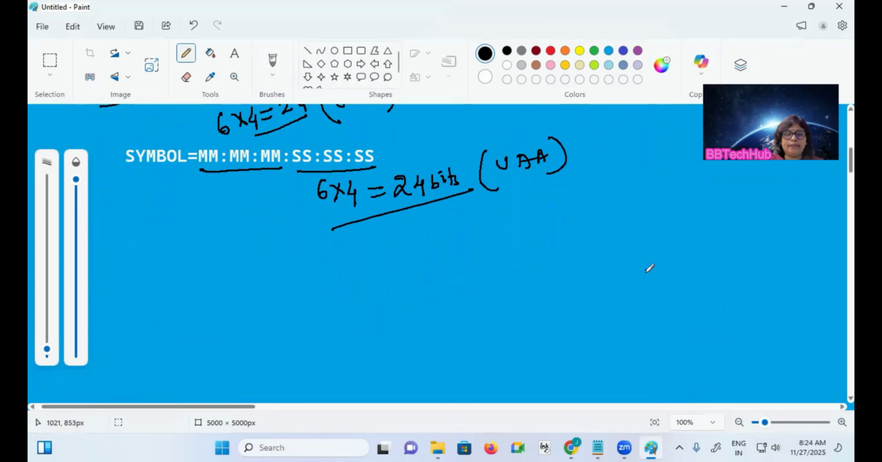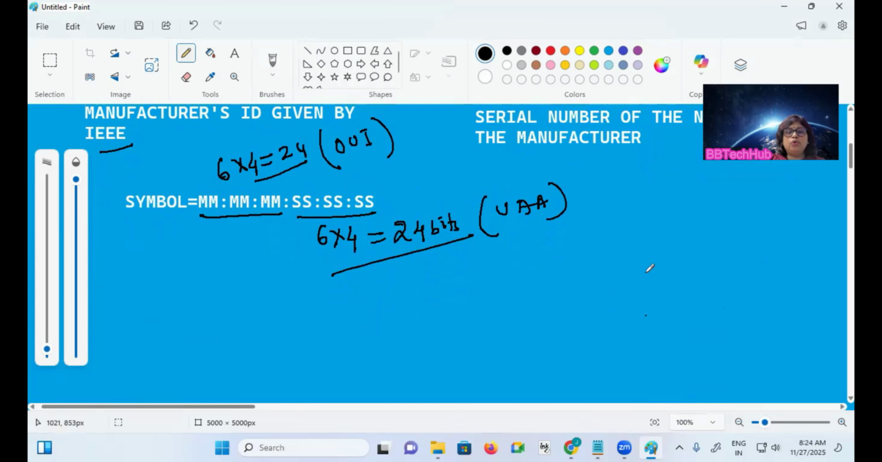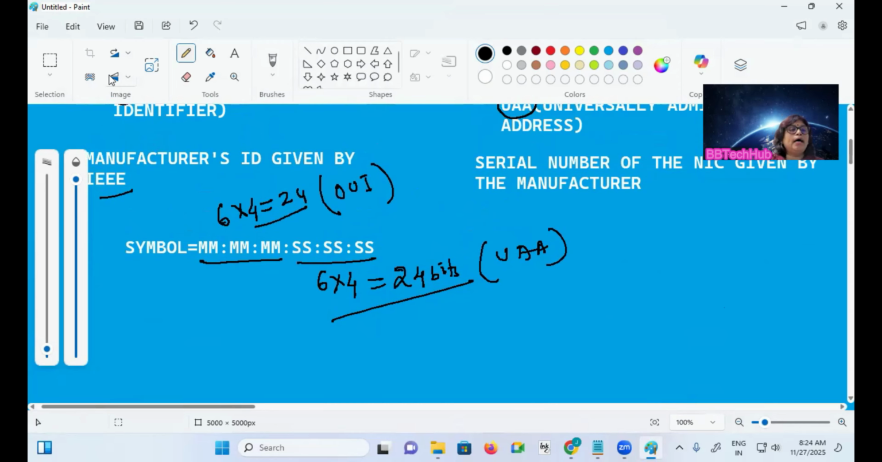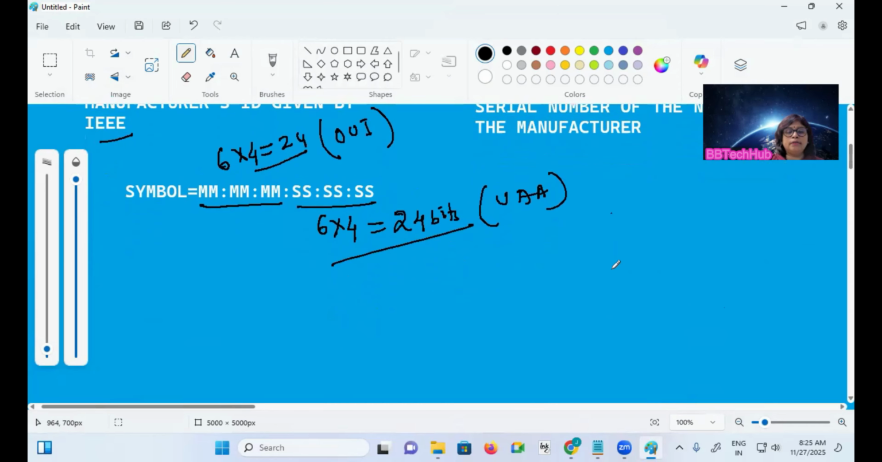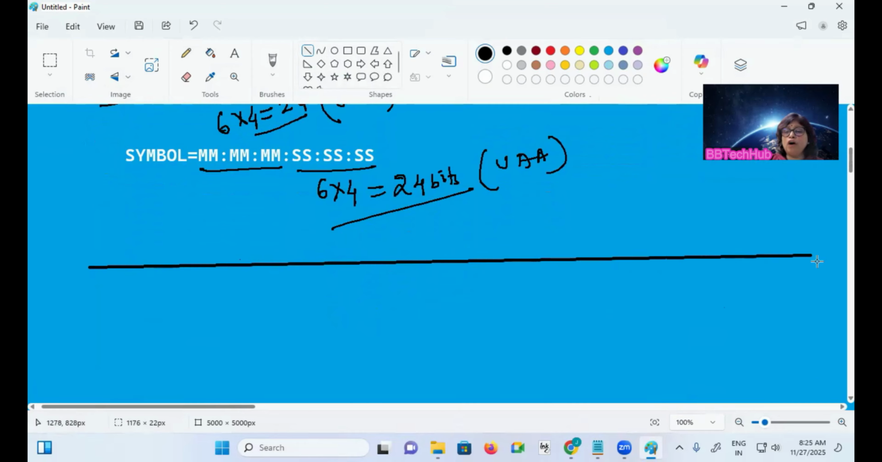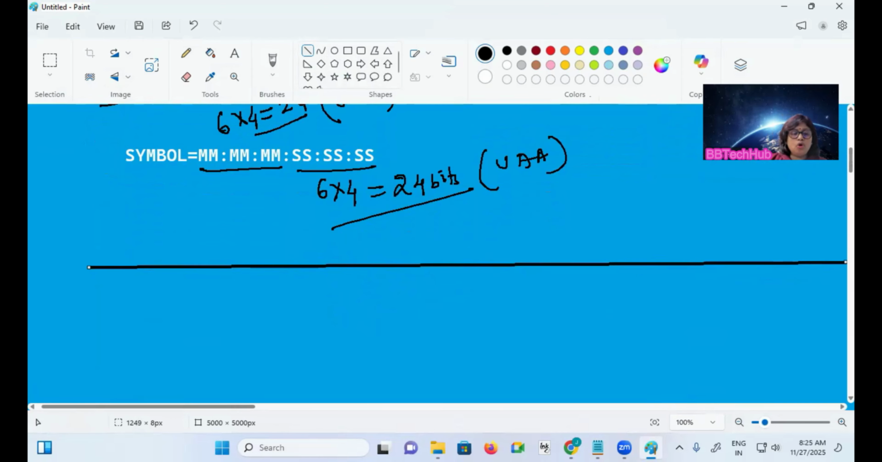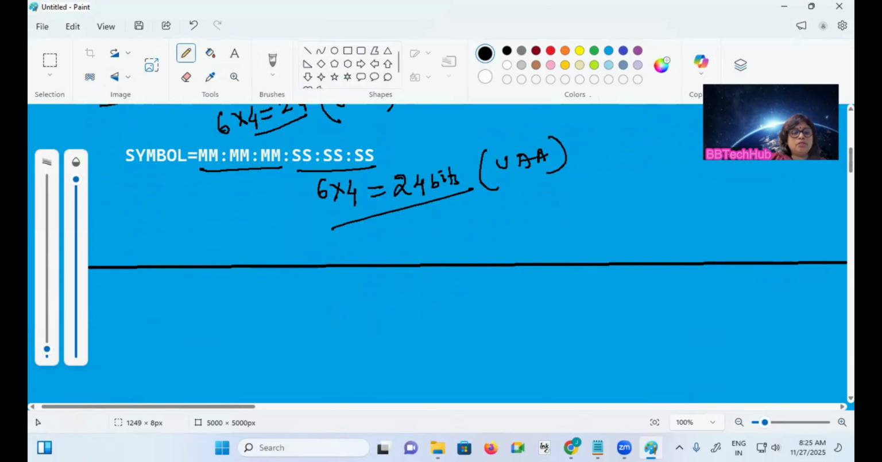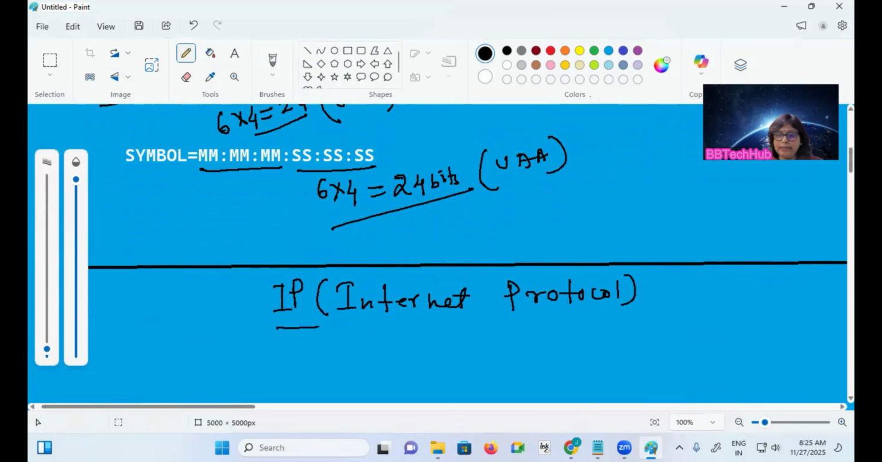After the MAC address, I told you previously that a host is dealing with two addresses. One is the physical address, another is the logical address. Now I am coming to the logical address and what it is. In industry, we call the logical address an IP address. IP means Internet Protocol. So what is this Internet Protocol address? First you understand what it is.